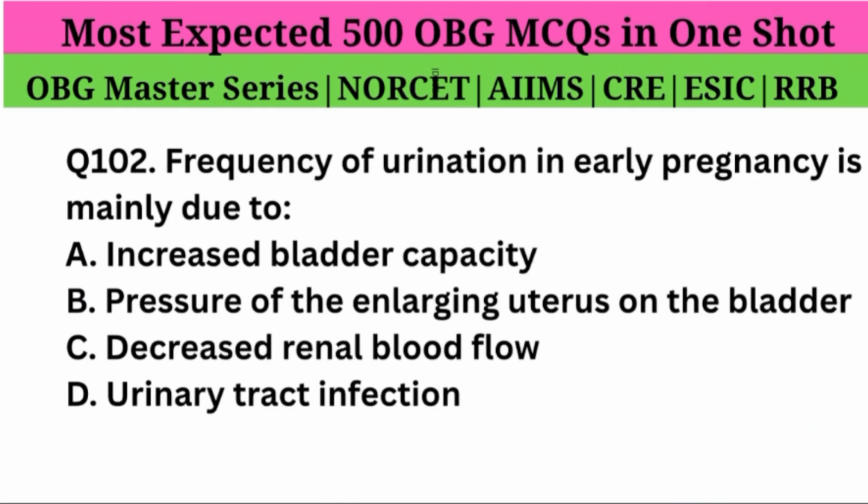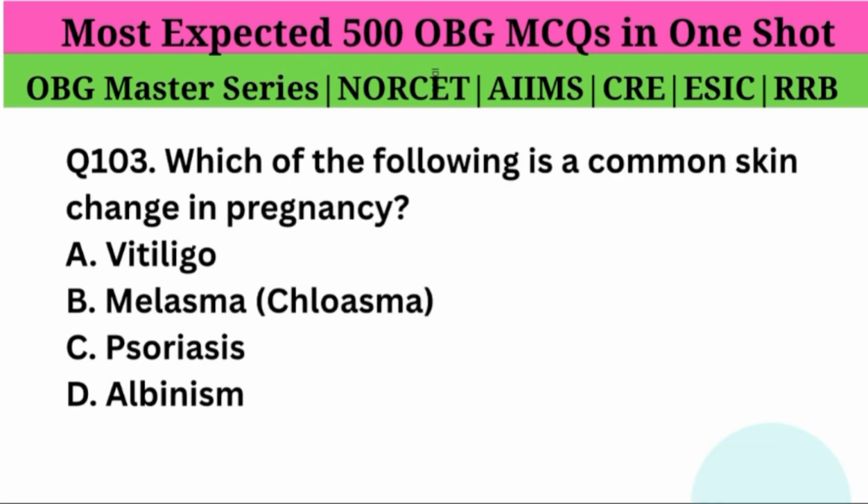Next question, frequency of urination in early pregnancy is mainly due to. Your correct option is option B, pressure of the enlarging uterus on the bladder. Next question, which of the following is a common skin change in pregnancy?